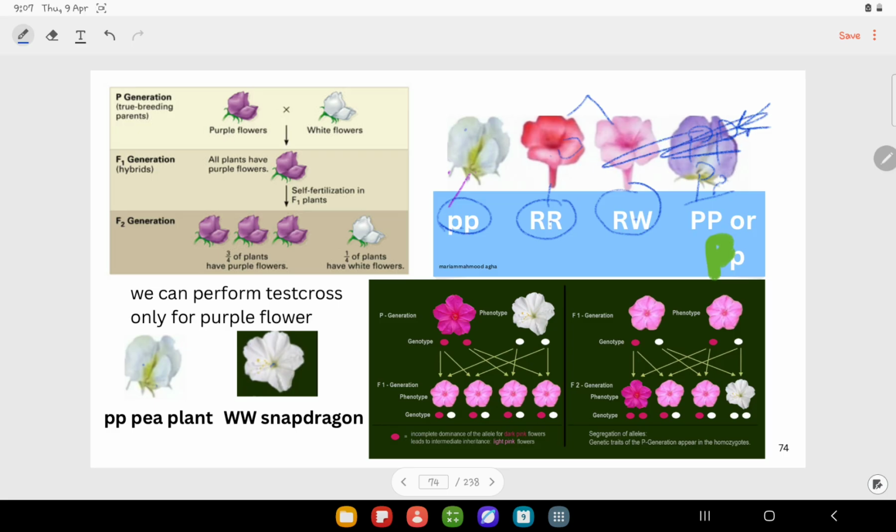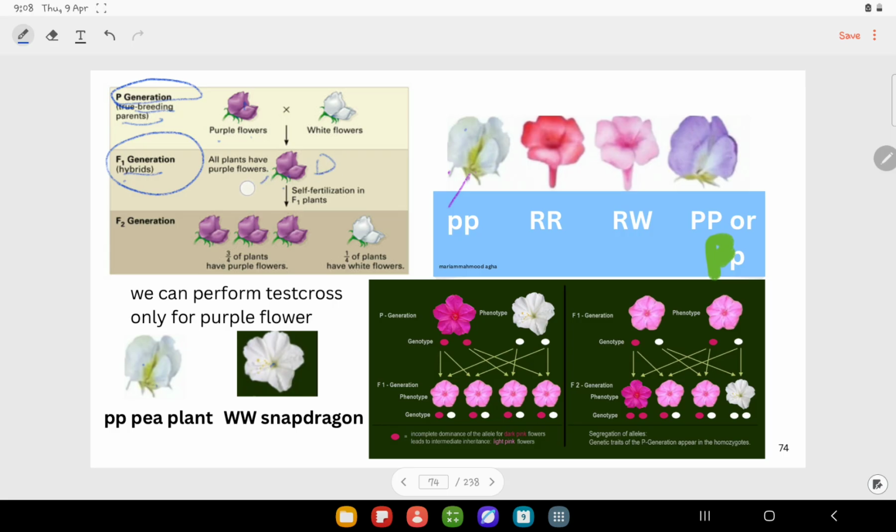If we compare the F1 and F2 generations of Mendel, what Mendel did, he got the P generation, as we said before, by true breeding. He crossed two contrasting traits, one of them a purple flower with a white flower. What he got in F1, all of the offspring were purple, dominant, and hybrid. And when he did self-pollination for this purple flower, in the F2 generation, he got a ratio of 3-to-1.